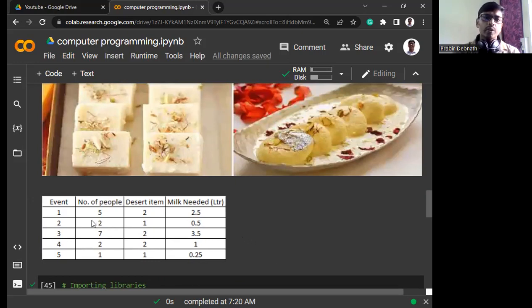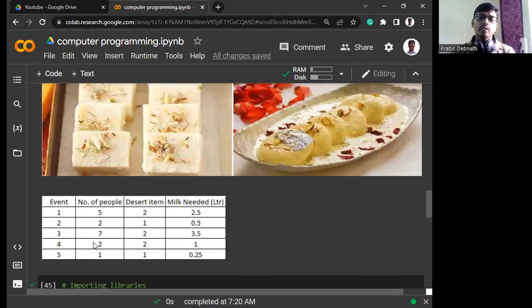If your mother shares her experience of different events in your house, say in event 1 there were 5 people, 2 dessert items are prepared, and the milk requirement at the time was 2.5 liter. In the second event there were 2 people, 1 dessert items, and the milk requirement was 0.5 liter. Then in third event it was 7 people, 2 dessert items, and the requirement of milk was 3.5 liter.